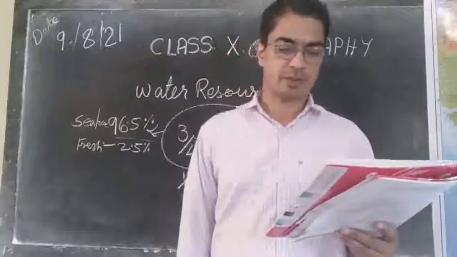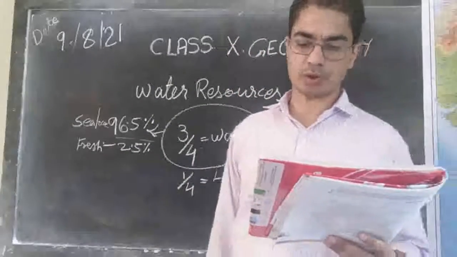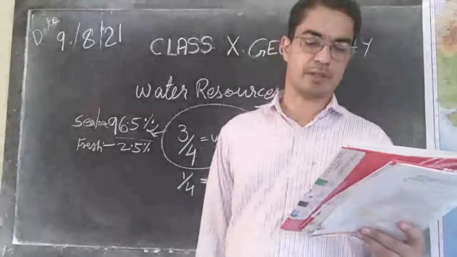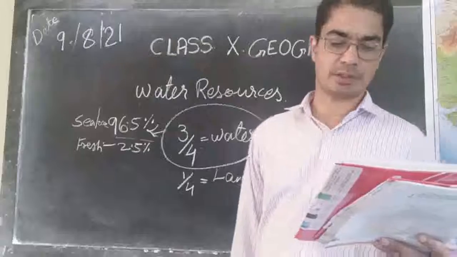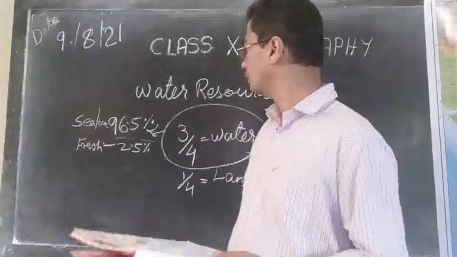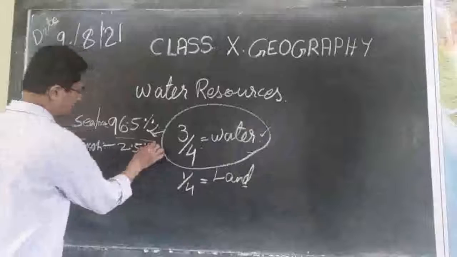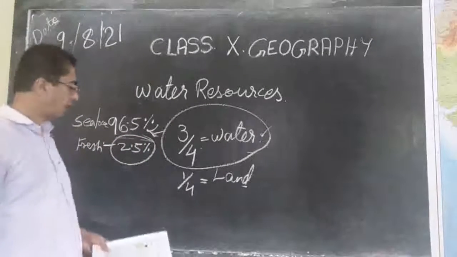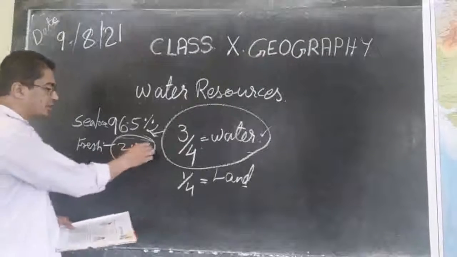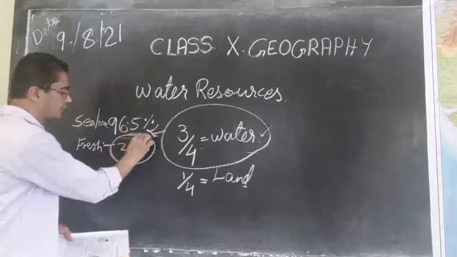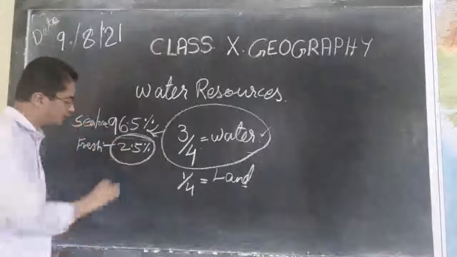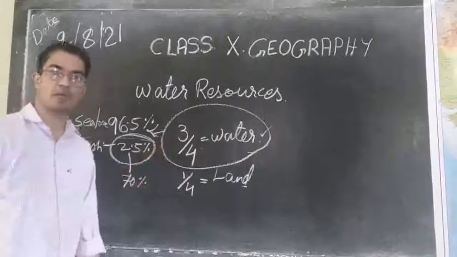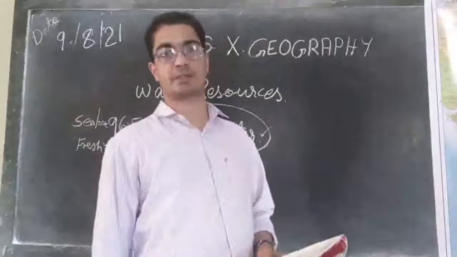And nearly 70% of this fresh water occurs as ice sheets and glaciers in Antarctica, Greenland and mountainous regions of the world. So this is the total fresh water available, 2.5, and if you take this as the 100% of the fresh water, 70% of it you will find in the form of ice sheets, glaciers and so on.